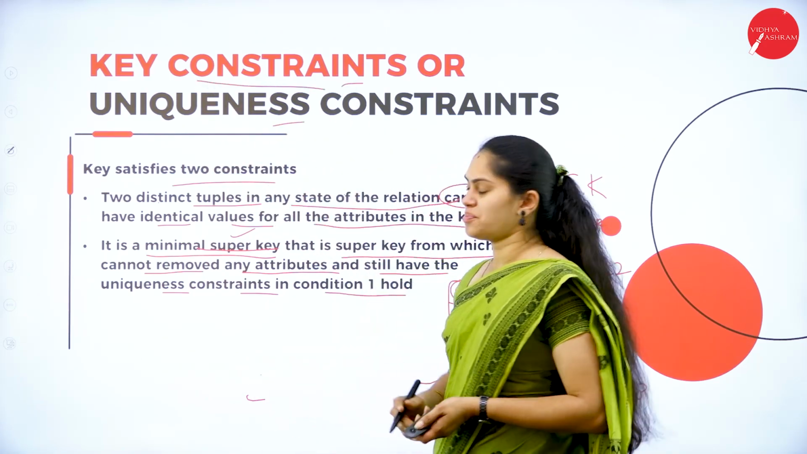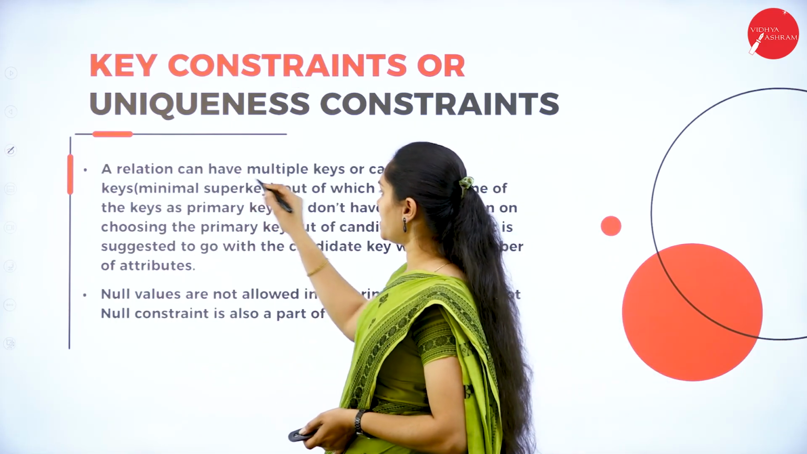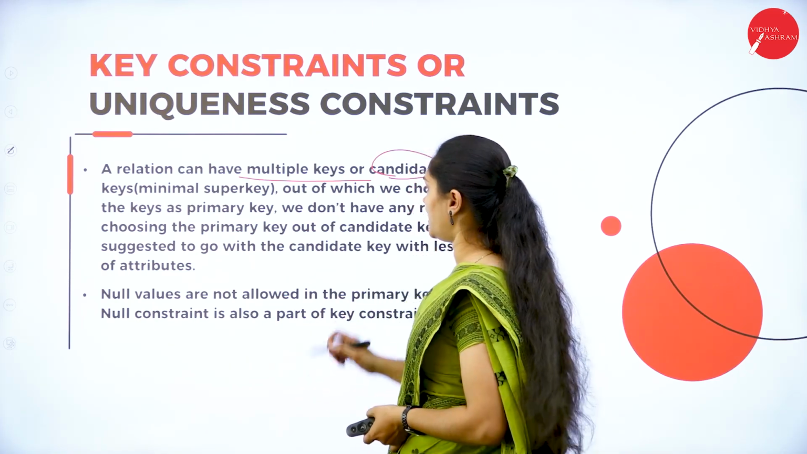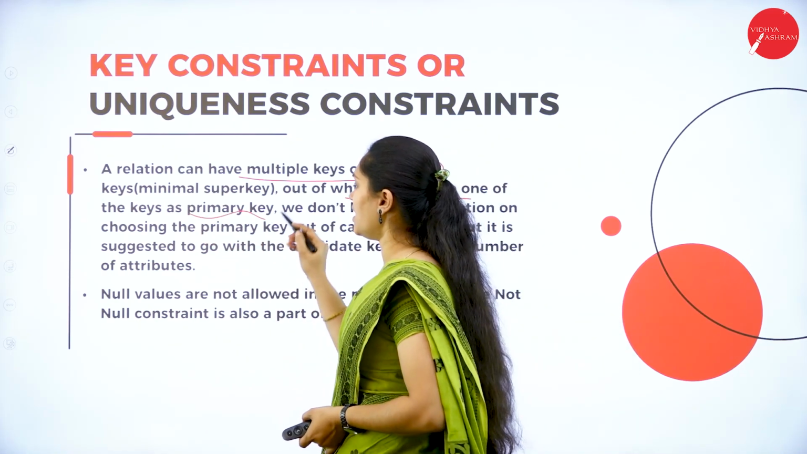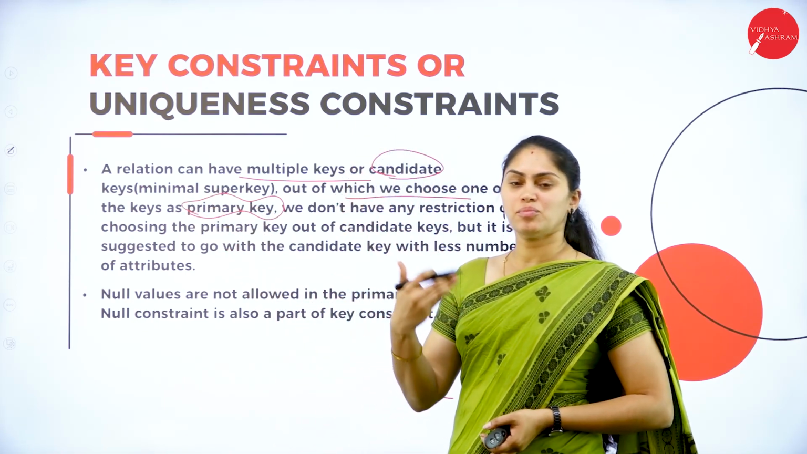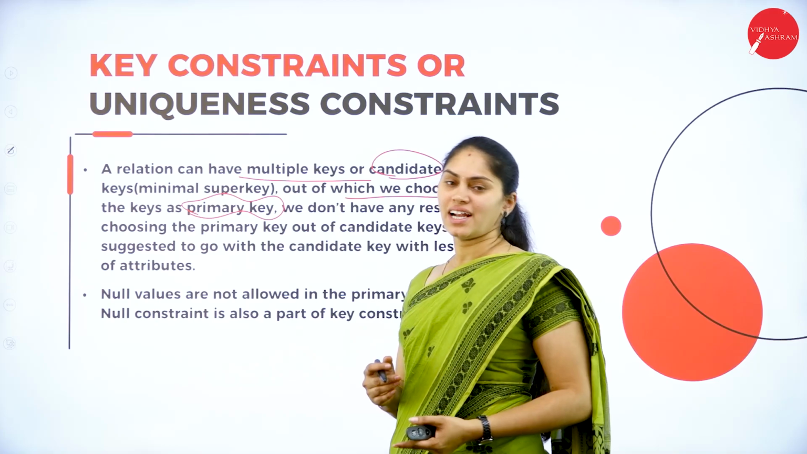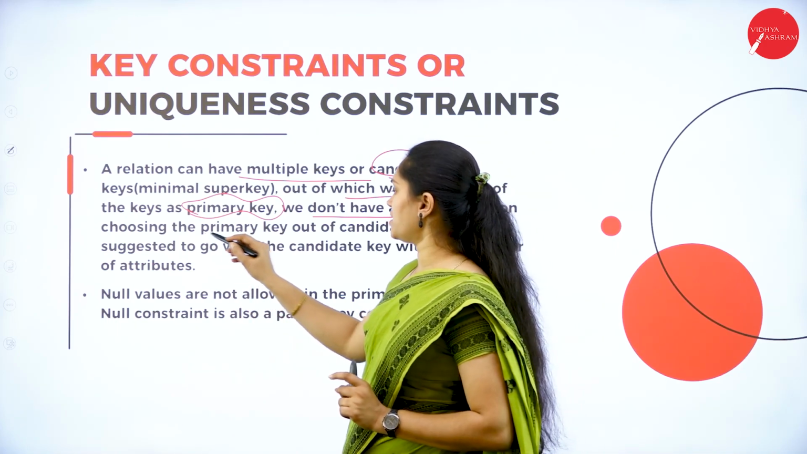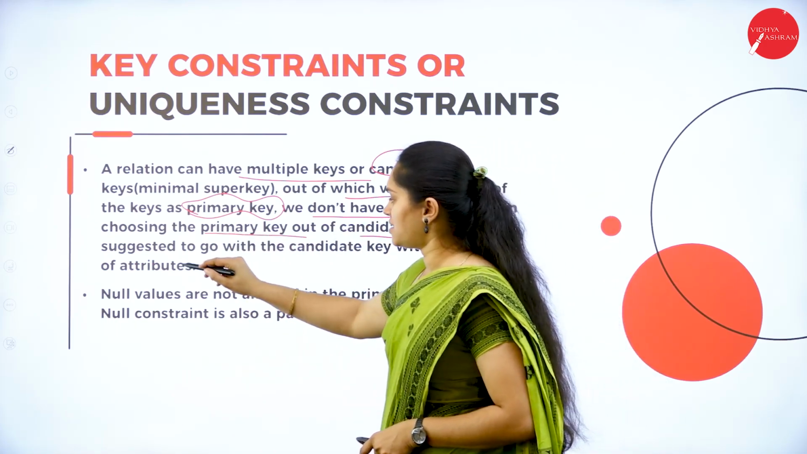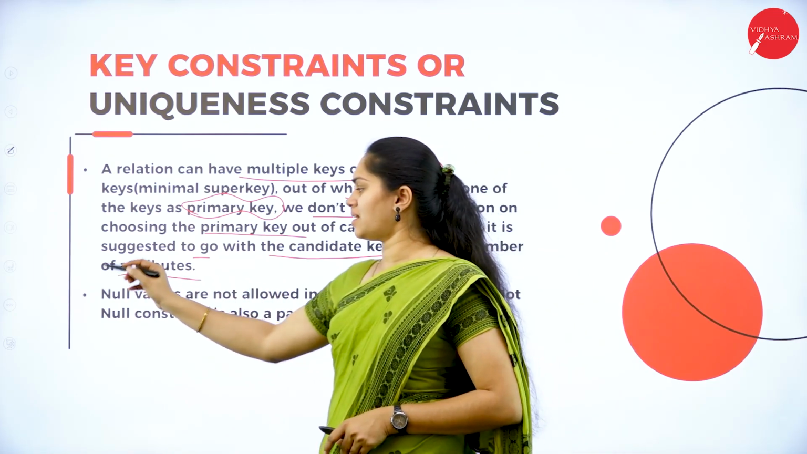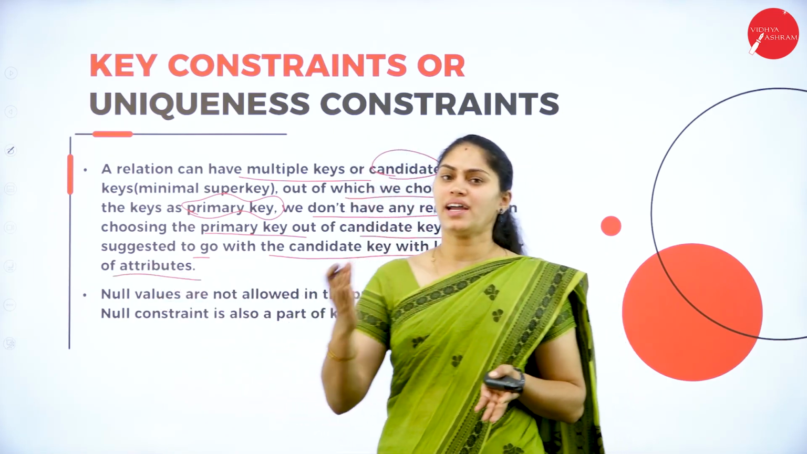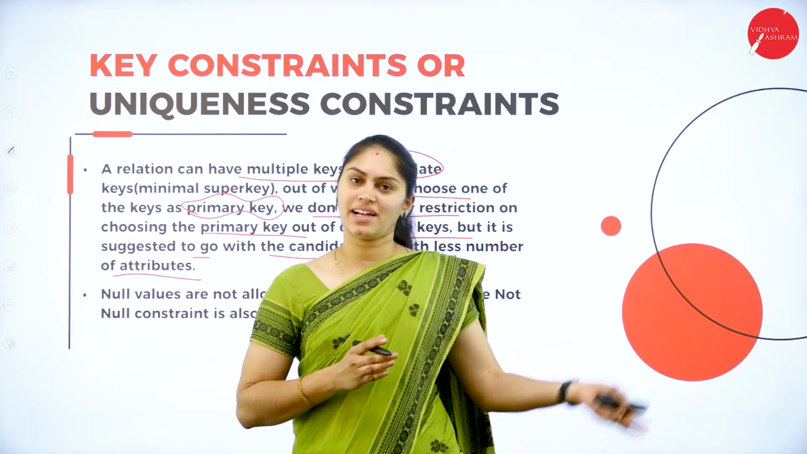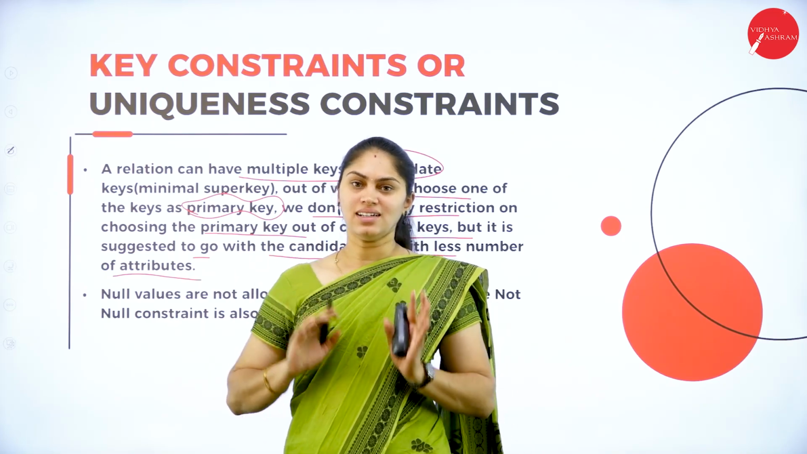We'll see the content with respect to this key constraint itself. A relation can have multiple keys or candidate keys. As I told earlier, it can have more than one candidate key, out of which we choose one key as the primary key. So I am not taking more attributes for a primary key. Out of that candidate key, we are choosing one attribute for the primary key. We do not have any restriction on choosing the primary key out of the candidate keys, but it is suggested to go with the candidate keys with fewer attributes. Instead of taking 5 attributes as one candidate key, we have to make a separation as 3 attributes as one candidate key, another 2 attributes as another candidate key.